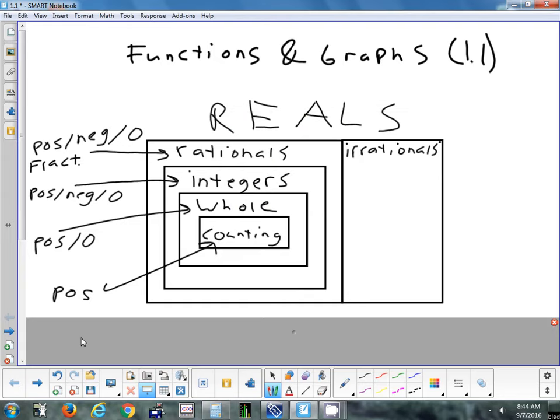So irrationals include things like pi, square roots of numbers that are not perfect squares. So I'll just call them non-perfect squares.